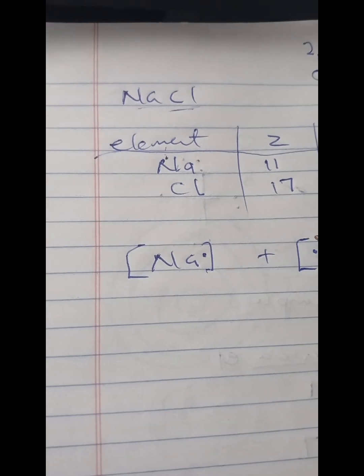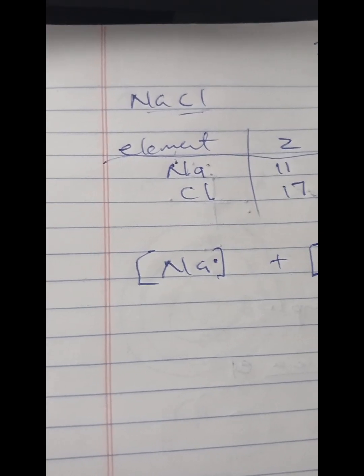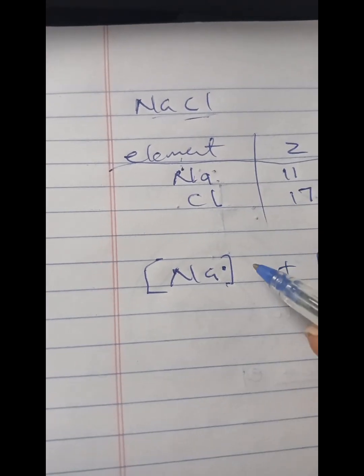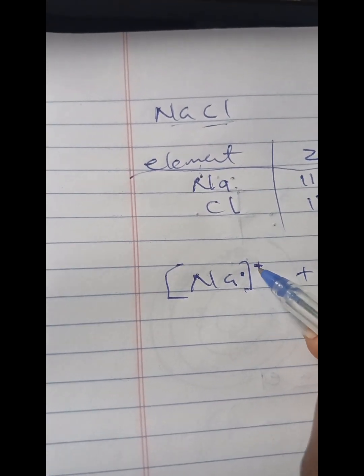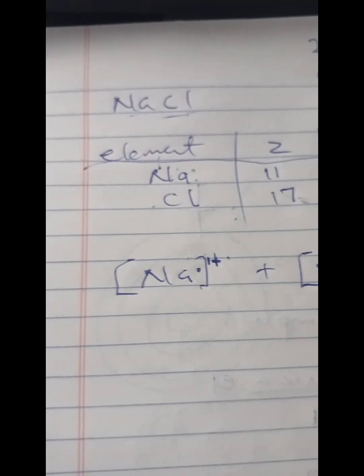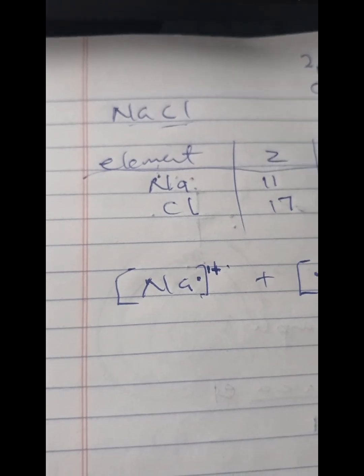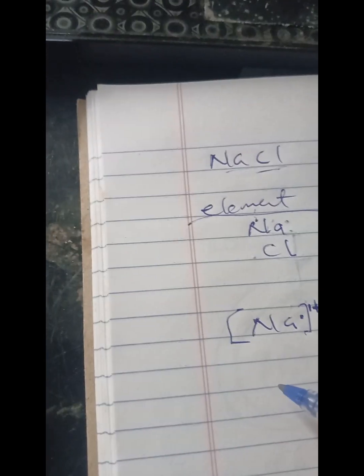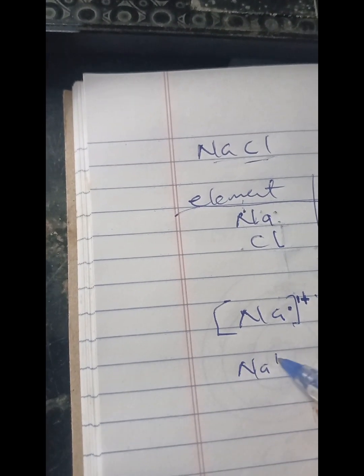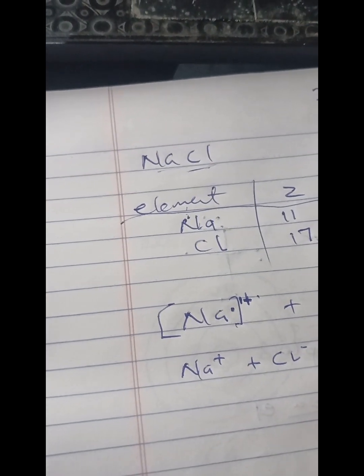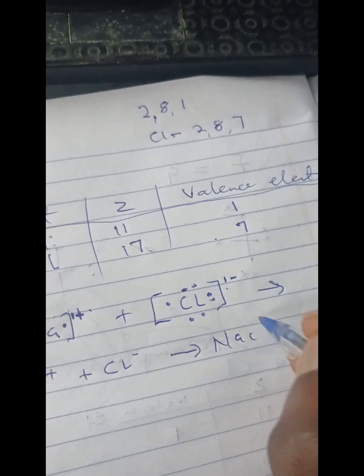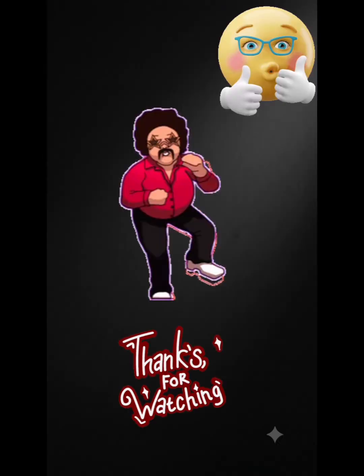Sodium will give out 1 electron to chlorine. As it gives out the electron, it becomes positively charged. Now chlorine received 1 electron to be negatively charged. So sodium is now positively charged, which is bonding with chlorine, which is negatively charged, in order to give us our sodium chloride.